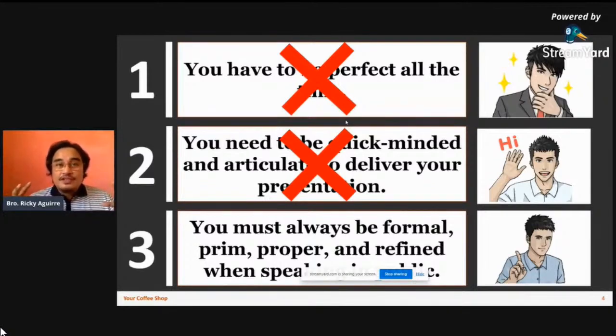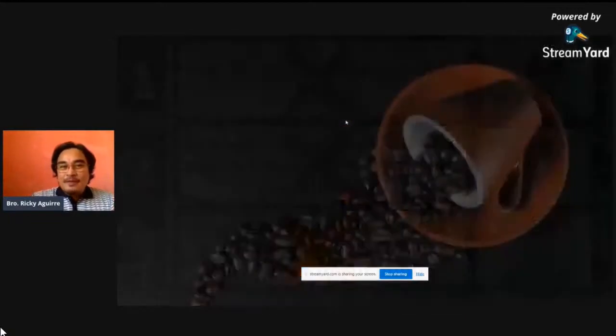What we can do is to be more light, be more sociable using your hands, and more conversational using your facial expressions and your voice, like you're just talking to an ordinary person, like he's in front of you. So I would say statement number 3, you must always be formal, prim and proper, and refined when speaking in public, is busted. All right, and now let's proceed.